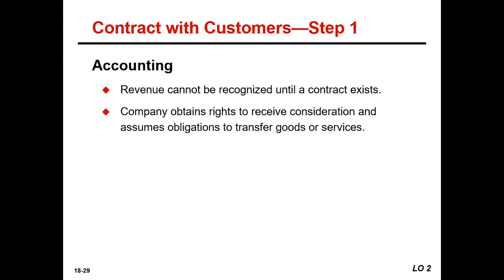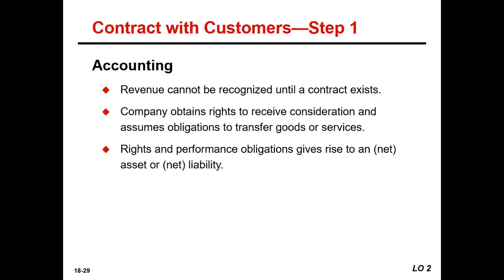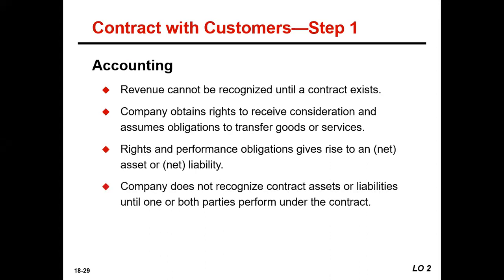The company obtains rights to receive consideration and assumes obligations to transfer goods or services. And the rights and performance obligations give rise to a net asset or a net liability. The company does not recognize contract assets or liabilities until one or both parties perform under the contract.